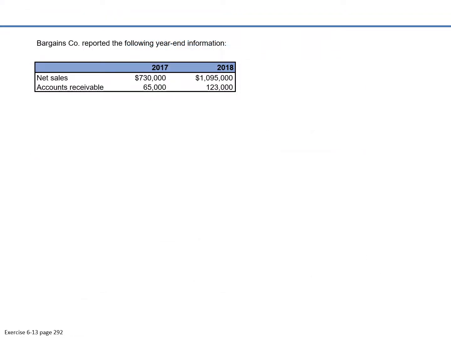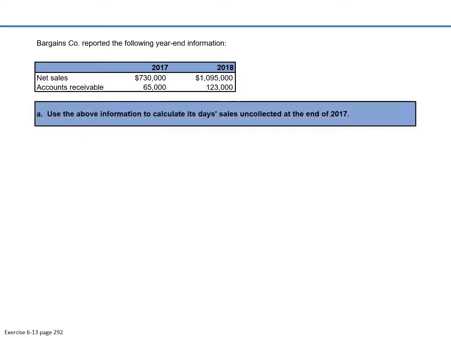All right, exercise 6-13. So Bargains Company reported the following year-end information. Using the above, calculate days sales uncollected at the end of Year 17. So accounts receivable divided by net sales times 365 will tell you the number of days sales uncollected. So we have a balance in Year 17 of 65,000 in our accounts receivable divided by our sales of 730,000 times 365 is 32.5 days.